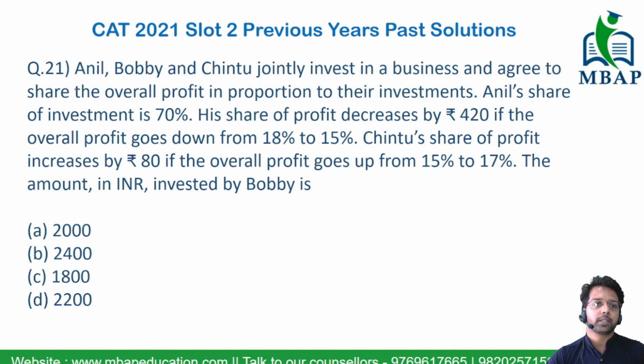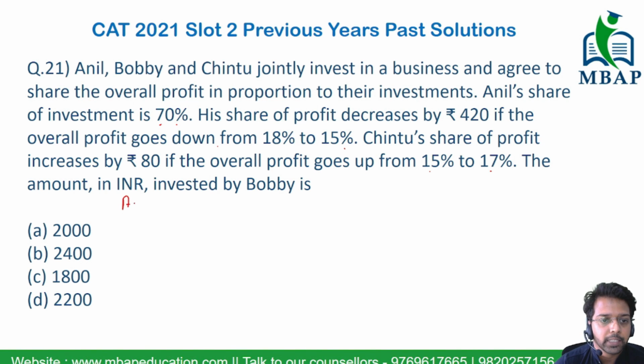The next question says, Anil, Bobby and Chintu jointly invest in the business and agree to share the overall profit in the proportion of their investment. Anil's share of investment is 70%. His share of profit decreases by 420 rupees if the overall profit goes down from 18% to 15%. Chintu's share of profit increases by 80 rupees if the overall profit goes up from 15 to 17%. The question for you is, find the amount invested by Bobby.